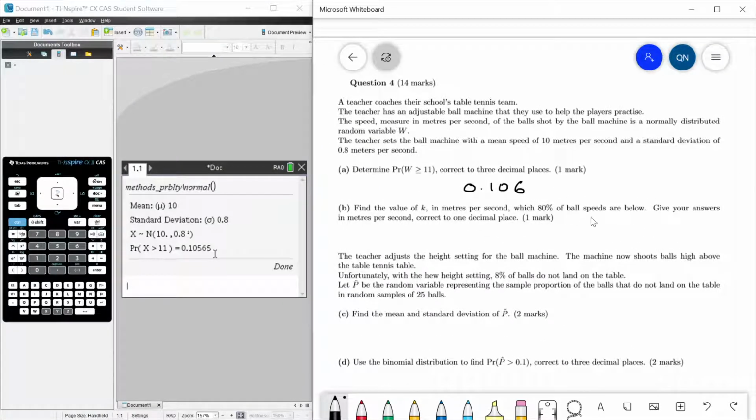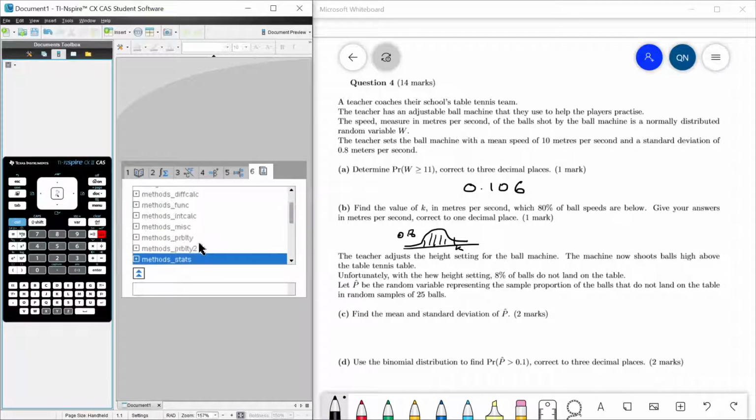Okay, next find the value of K in meters per second which 80% of the ball speeds are below. Okay, so this is a normal distribution, and we want to find the K value here, such that everything below here is 0.8, or 80%. Okay, how do we do that? That's just normal inverse. We're trying to find the X values down here.